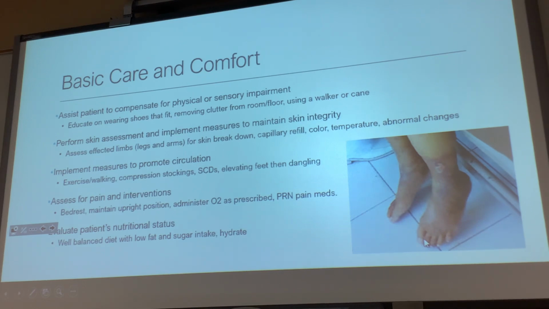With a PE, or suspected PE, they might be put on bed rest because too much movement could dislodge the clot and then create a PE. If they're in pain, just get them comfortable, upright position, give O2 if needed, and then PRN pain meds. And then we want to evaluate their nutritional status: a well-balanced diet with low fat and low sugar intake will help not clog the arteries. And then make sure that they are hydrating, because hydrating with fluids helps with circulation.